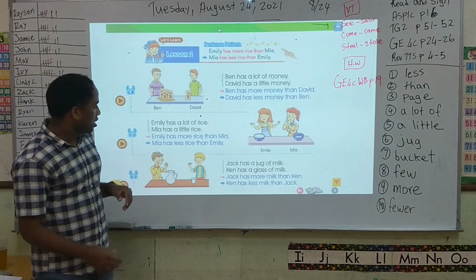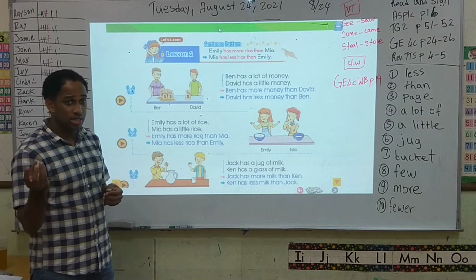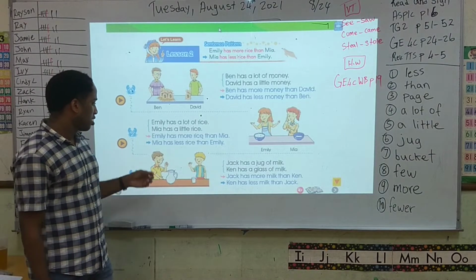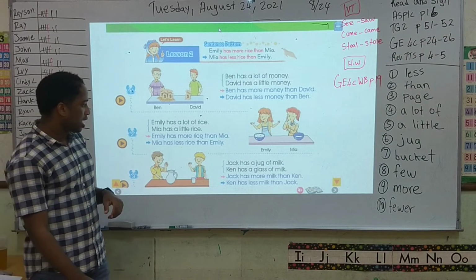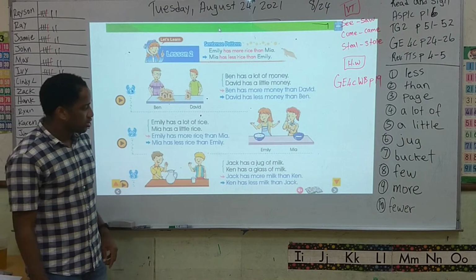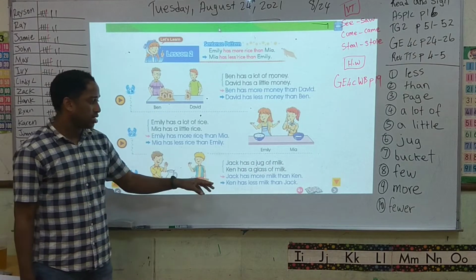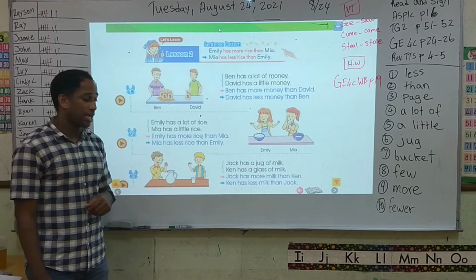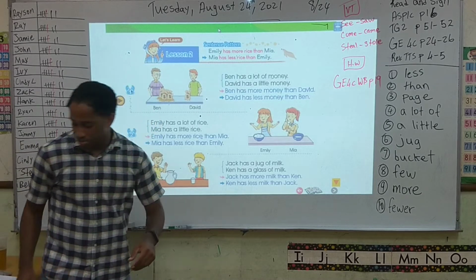Number 2, Emily has a lot of rice. Mia has a little rice. So Emily has more rice than Mia. Mia has less rice than Emily. Number 3, Jack has a jug of milk. Ken has a glass of milk. So Jack has more milk than Ken. Ken has less milk than Jack. Let us go to number 4.